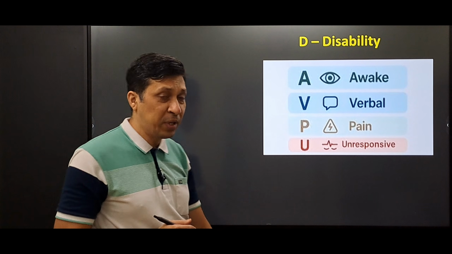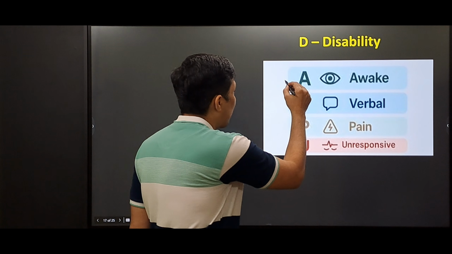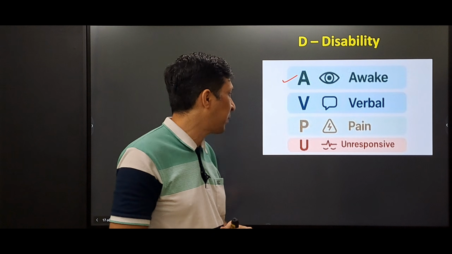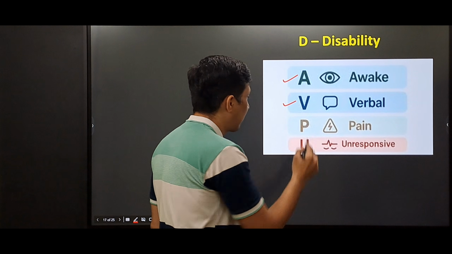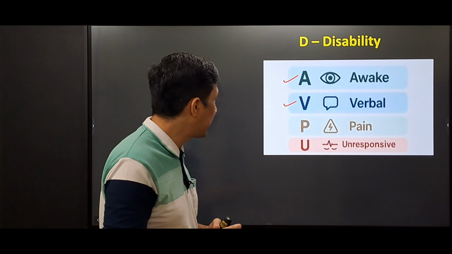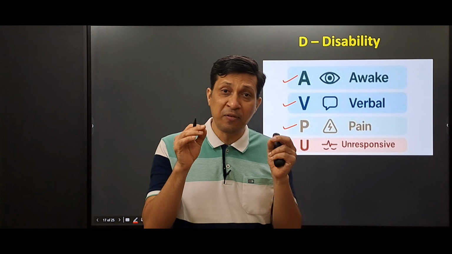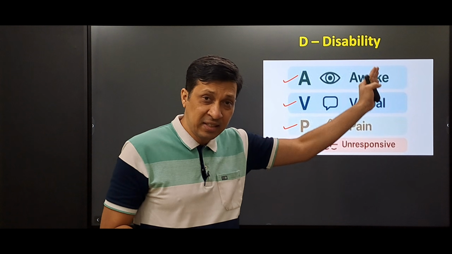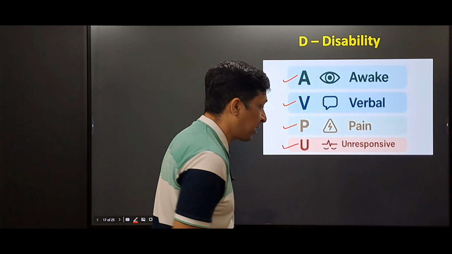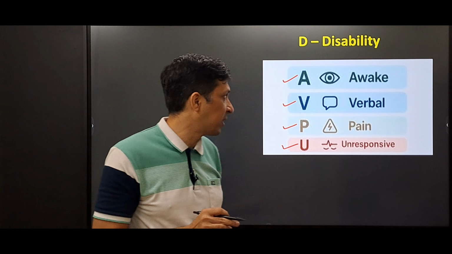So what is this AVPU scale? It is a simple scale to assess the patient's consciousness. A stands for awake, means the patient is completely awake, oriented in time, place and person. V means verbal. Patient is not completely oriented but he can speak, that is verbal. Then P for pain. Patient responds only to painful stimulus. The consciousness level is decreasing as we go from A to U. And in U, the patient is completely unresponsive. So this is a simple scale to assess the patient's consciousness.